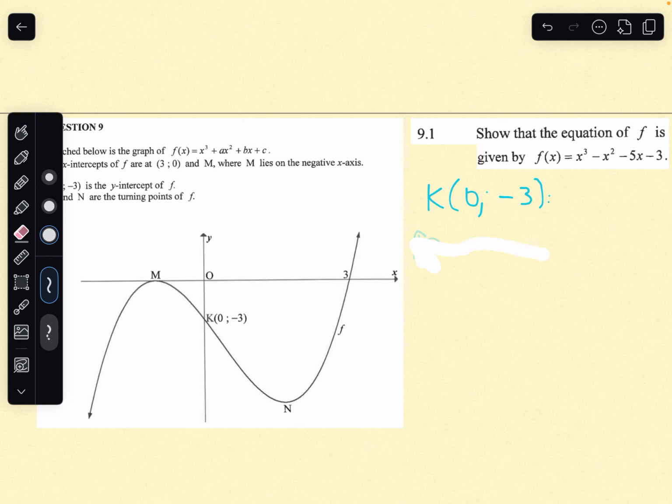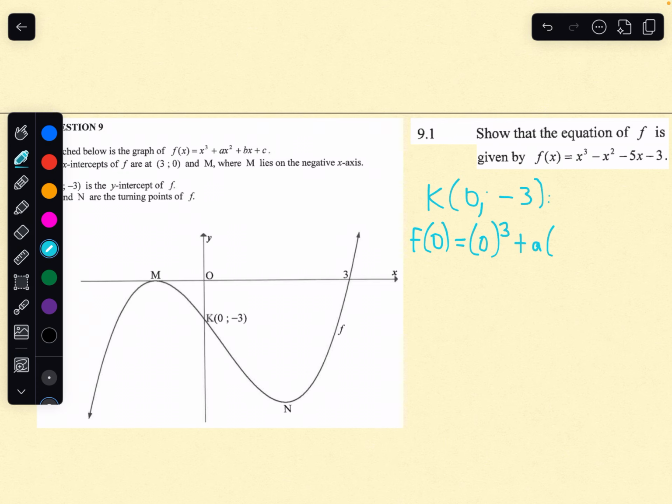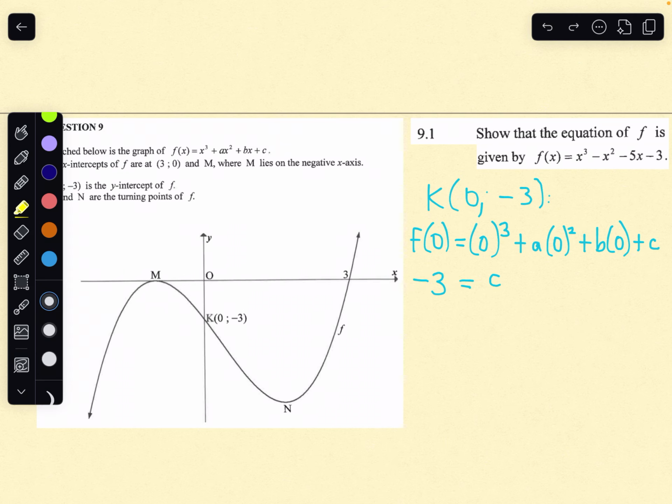So f of 0 is going to be equal to 0 cubed plus a times 0 squared plus b times 0 plus c. Okay, so this is minus 3, right? First term disappears, second term disappears, this one disappears, all we're left with is c. So that's our first solve.